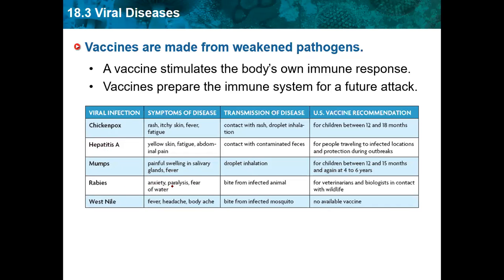Rabies is anxiety, paralysis, fear of water. That's what we call rabies. So the bite from an infected animal, if you have an animal which is infected with rabies and it bites somebody, the person is going to have rabies. Rabies is actually a disease transmitted by animals which have it. Let's say, for example, monkeys, dogs, cats, they have rabies and they bite people.